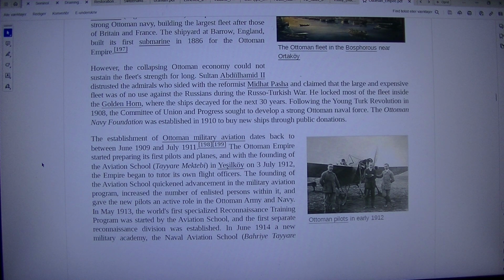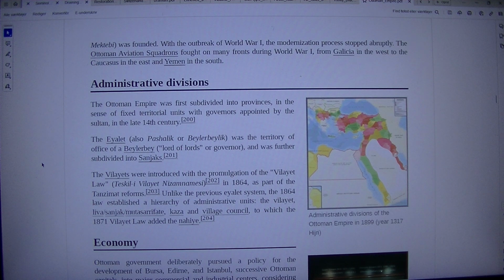In June 1914, a new military academy, the Naval Aviation School, Bahriye Tayyare Mektebi, was founded. With the outbreak of World War I, the modernization process stopped abruptly. The Ottoman aviation squadrons fought on many fronts during World War I, from Galicia in the west to the Caucasus in the east and Yemen in the south.